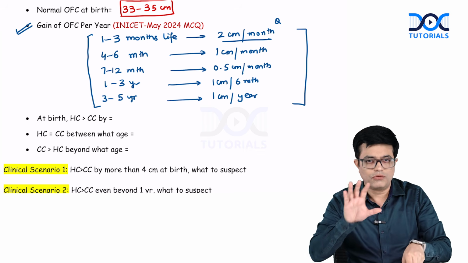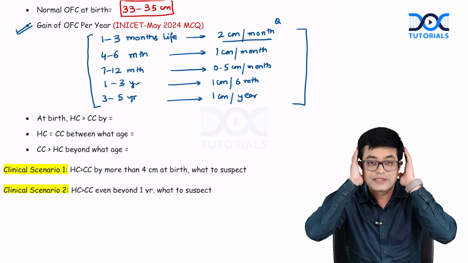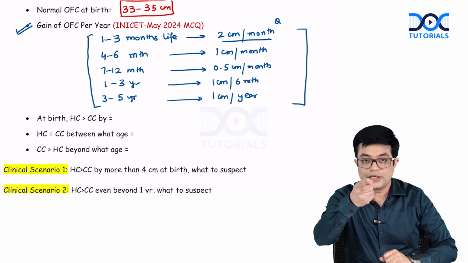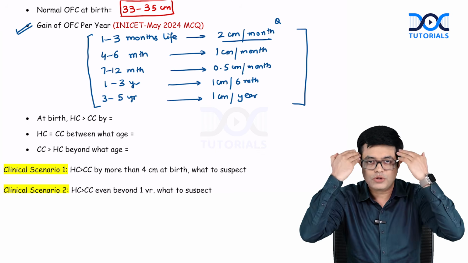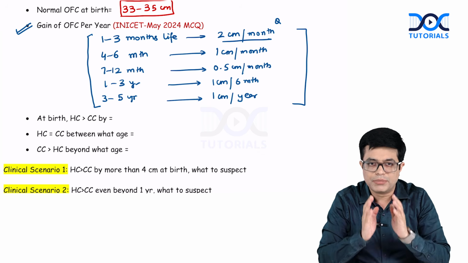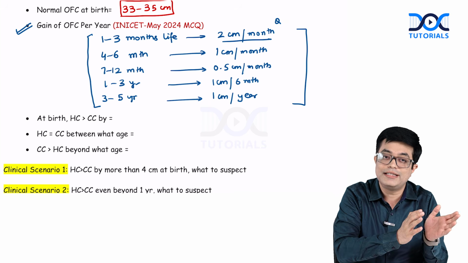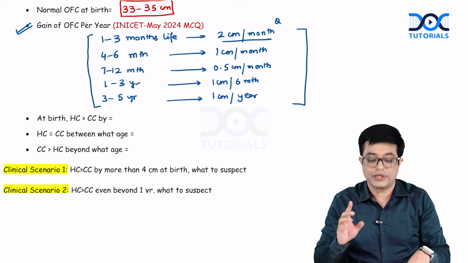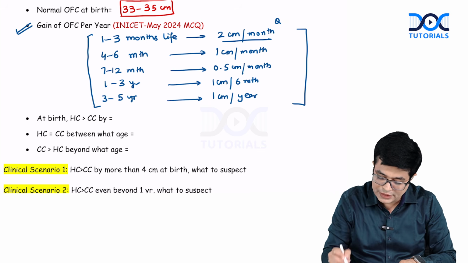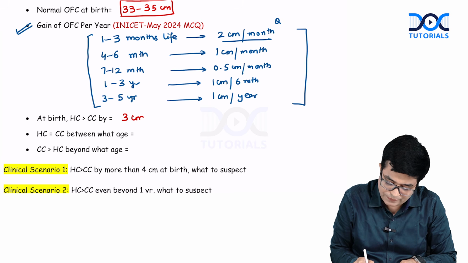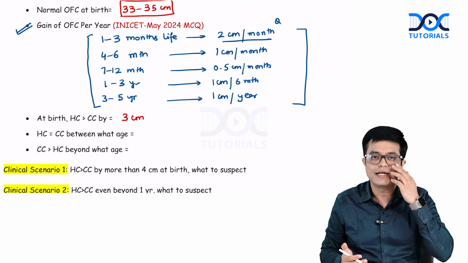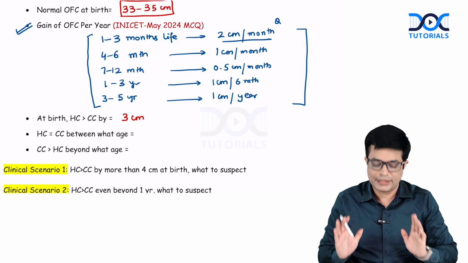Now, the next thing: at birth, every normal child, have you seen a normal newborn? If you have seen, you would know that the head in a newborn is bigger compared to the chest. But in you and me, the chest is bigger compared to the head. So at birth, the head circumference will exceed chest circumference in a normal newborn. And how much will be the gap between them? The gap will be 3 centimeters.